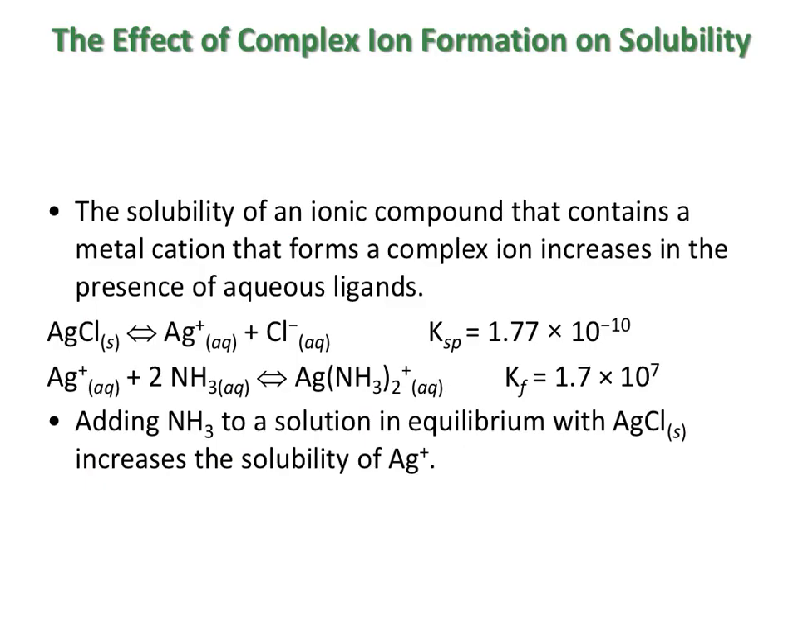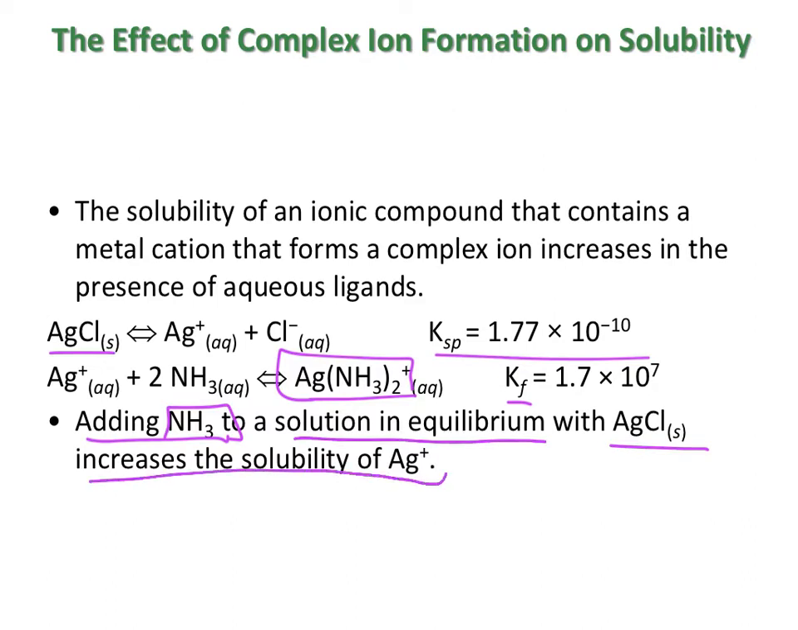So here we have the same example, except written out. Here we have solid silver chloride, and it has a certain Ksp value to it. And then here we have the complex ion formation, so we have the Kf value. As you form more of your complex ion, so if you keep adding NH3 to a solution in equilibrium with AgCl solid, this will increase the solubility of Ag. Because you're adding that in there and forming that very favorable product, that complex ion, you're leaching out whatever Ag is in solution. So this causes this to shift more that way.